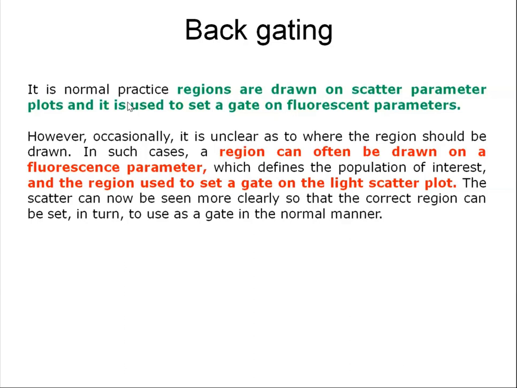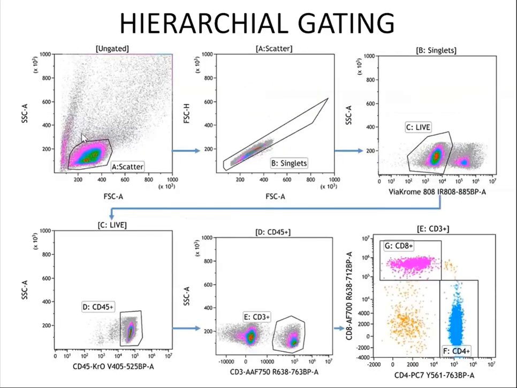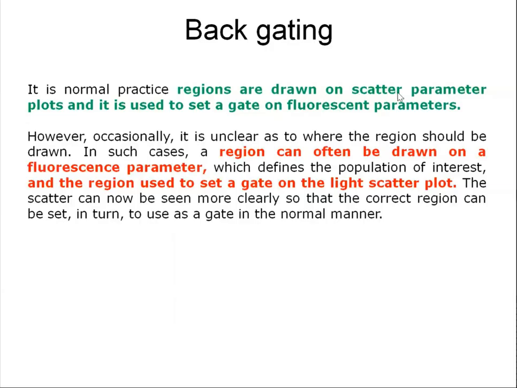Yeah. Perfect. So now this is called backgating. This is what I explained to you till now. In normal practice, regions are drawn on scatter parameters. If you see the first one, regions are drawn around scatter parameters. That is how you do it, right? First you use a time plot, then the first plot you use is a scatter plot, forward scatter, side scatter for viable cells. So regions are drawn across scatter parameters, and it is used to set a gate on fluorescent parameters.